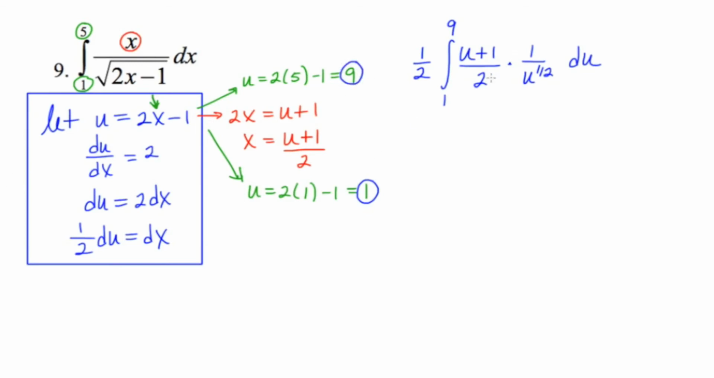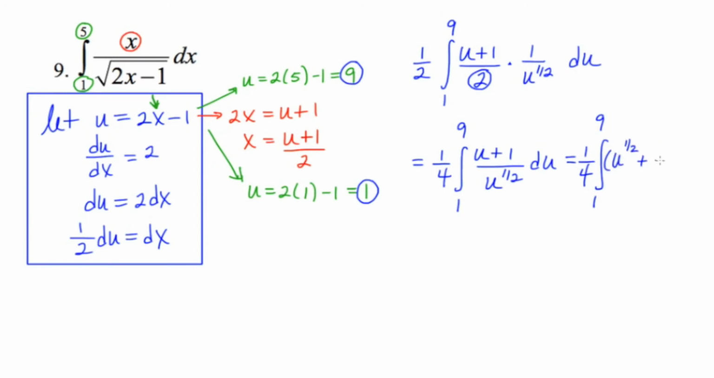Now I'm going to take this 1/2, and I'm going to pull it outside of the integral, making it 1/4. And let's condense our fractions here and say u plus 1 over u to the 1/2. And now let's do a division technique to simplify a little bit further. U divided by u to the 1/2 is u to the 1/2. And then 1 over u to the 1/2 is u to the negative 1/2.